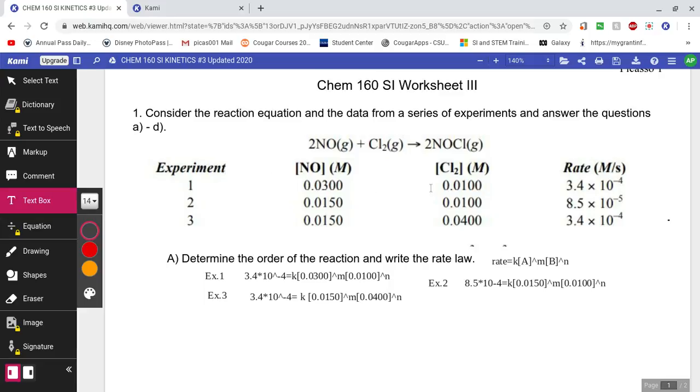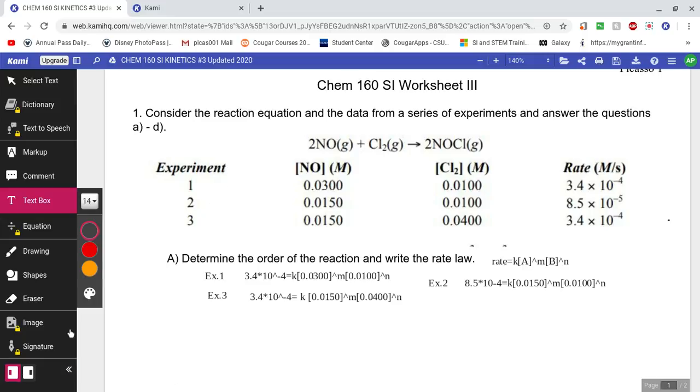So experiment 1, we have these concentrations. Experiment 2, we have these 2 concentrations. Right off the bat, in experiments 1 and 2, Cl2's concentration does not change. That's a good thing. We can eliminate this variable since it's the same. NO changes, so that variable won't be eliminated, so we can keep that. And the rates are different. It doesn't matter if they're different or the same. So what we can do is divide the experiments by each other to eliminate the variables.